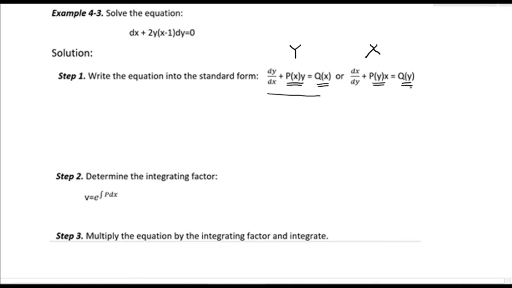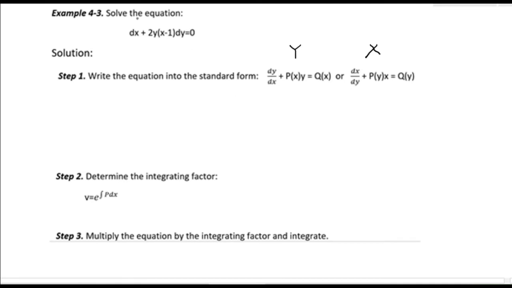To determine the form, the term that has only one dy or one dx is the letter that represents that equation. So for example, if you have one dy term, then you have a linear equation in terms of y. If you have one dx term, then that is a linear equation in terms of x. So let's try our example 3.